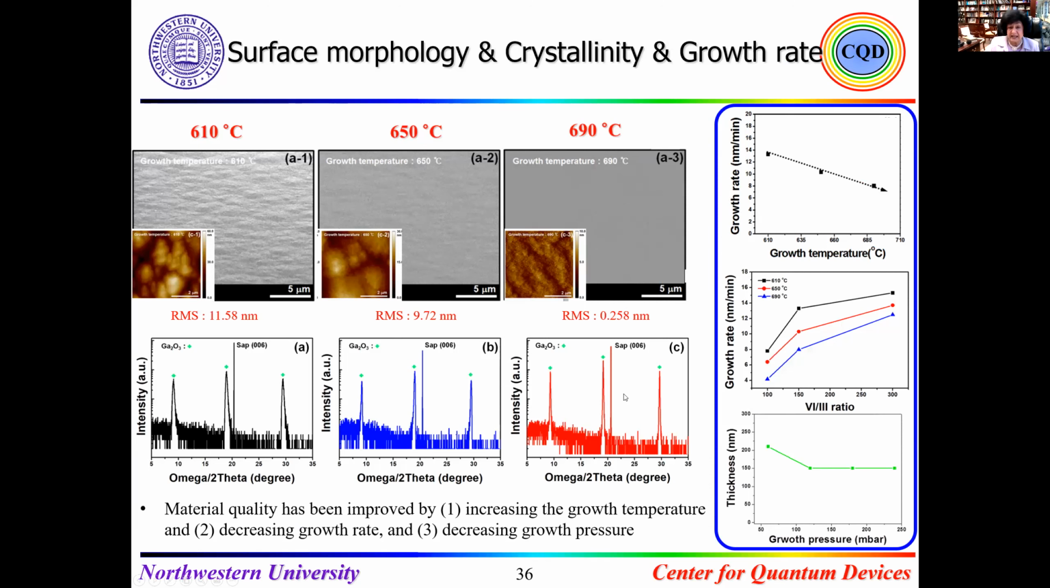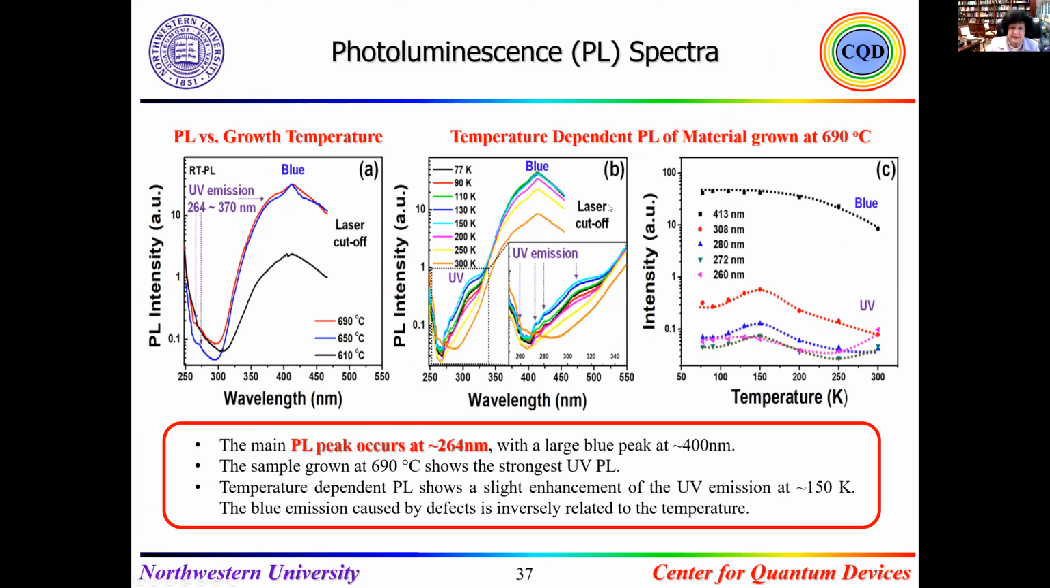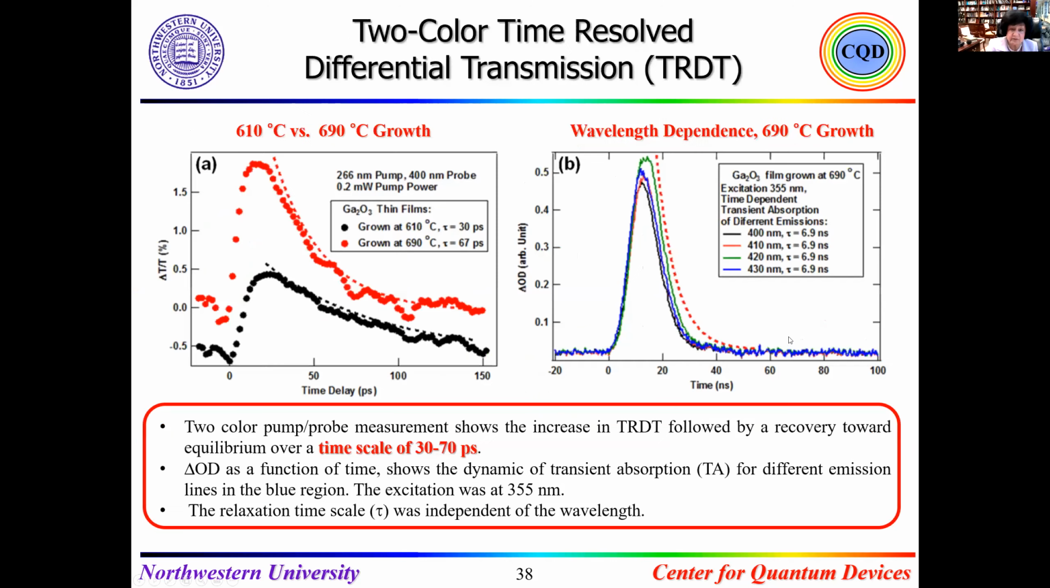As we can see, there is a beautiful X-ray and a very nice surface, and we did photoluminescence similar to gallium nitride. Instead of the yellow peak, we have a blue peak. All of the photoluminescence shows that, first of all, the peak is around 264 nanometers, a gap of 4.8, and all of the other peaks we can see are related to defects. We did time-resolved differential transmission with Professor Khodaparast and showed that, except for the 690 material, the carrier lifetime is longer than the others.